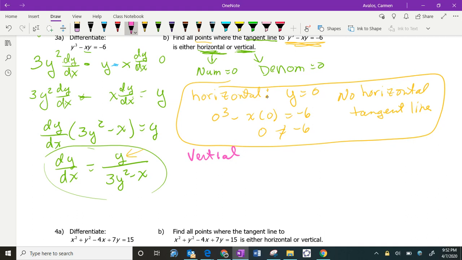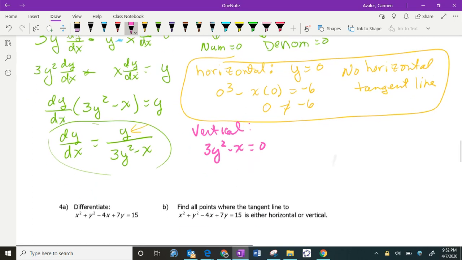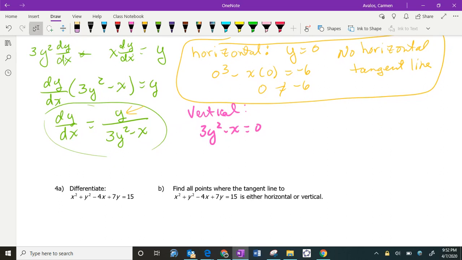we have to set the denominator, y squared minus x, equal to 0, and we have to solve it. So when you solve it, notice how you have a y and you have an x. So you're going to get this by itself. So I'm going to get a negative x is equal to negative 3y squared. So x is equal to 3y squared. And then I need to get this over. So it's going to be x over 3. It's going to be y squared.